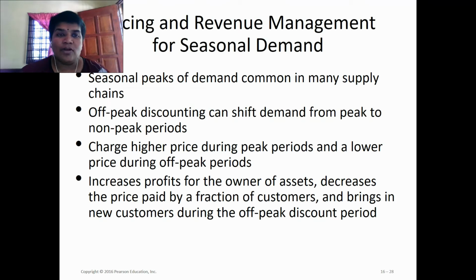So, pricing and revenue management for seasonal demand. Okay, seasonal peaks of demand are common in many supply chains. Off-peak discounting can shift demand from peak to non-peak periods: charge a higher price during peak periods, and a lower price during off-peak periods, as is normal practice anywhere throughout the world.